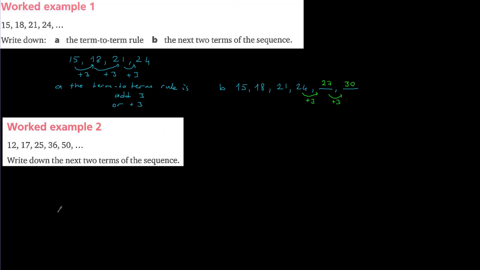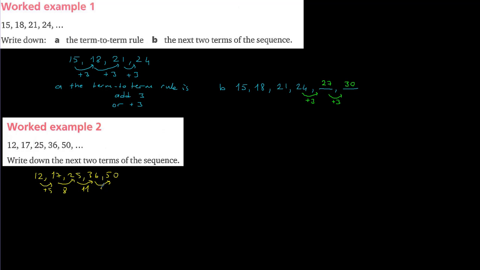If we continue with this exercise, I'm rewriting the terms again here: 12, 17, 25, 36, and 50. And for the term-to-term rule, when we see the differences, 12 to 17 is equal to 5. 17 to 25 is equal to 8. 25 to 36 is equal to 11.